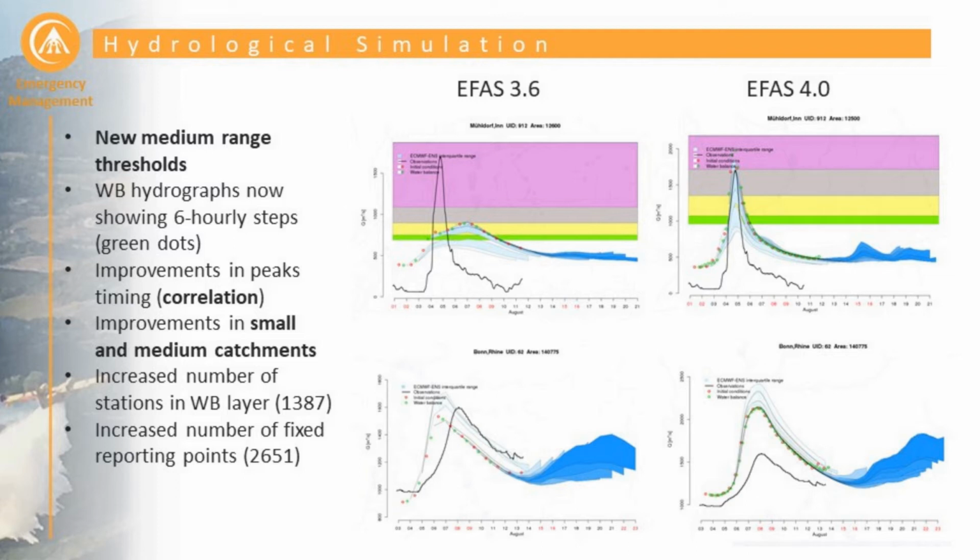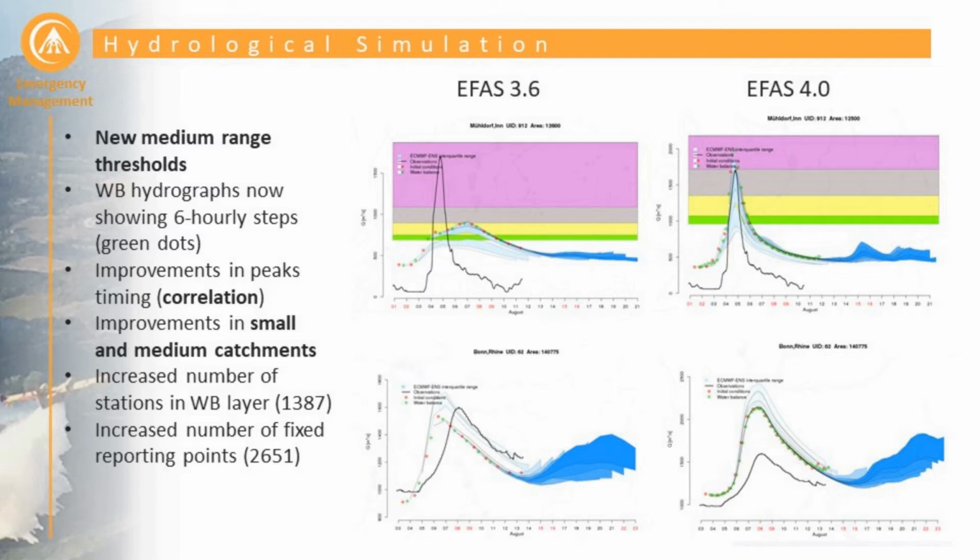The water balance now runs with 6-hourly steps in EFAS 4. So you will see more green dots in the water balance hydrographs. There will be green dots every 6 hours and a red dot every 12 hours. As you know, the red dots represent the last step of the fill-up period.